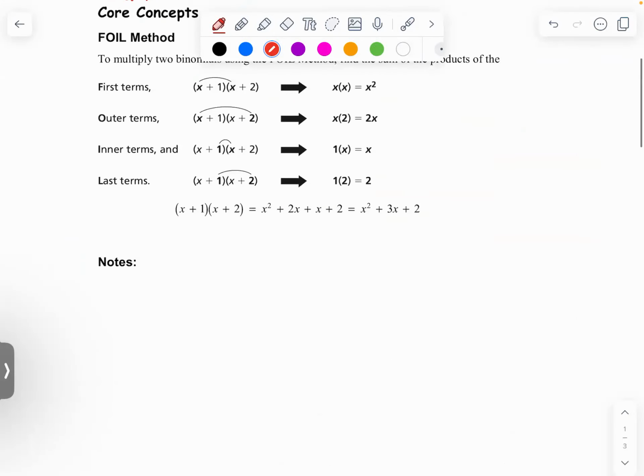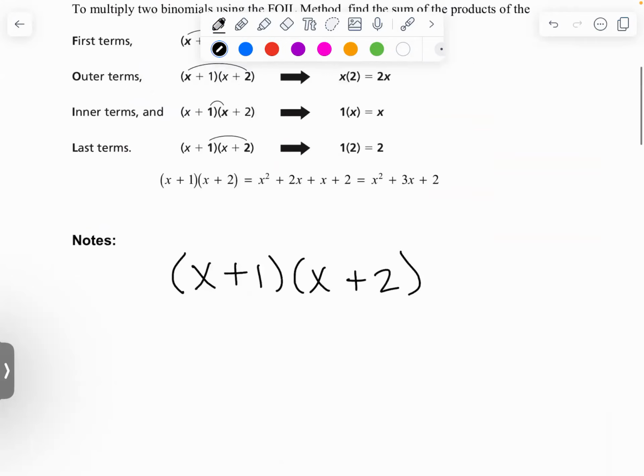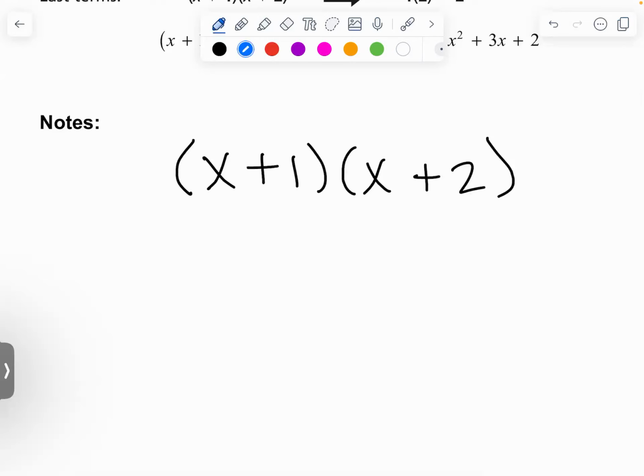So down here, I want you to write x plus 1 times x plus 2. I know it's what they kind of have up above, but I want to break it down with you step by step. There's 4 steps. First, outside, inside, last. Okay. So first means we are taking the first terms in each binomial, and multiplying them.